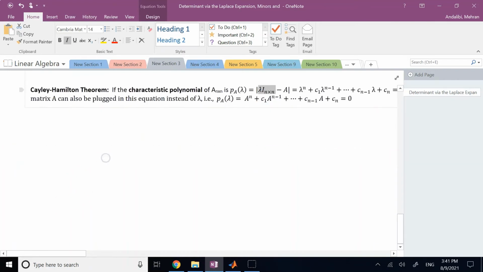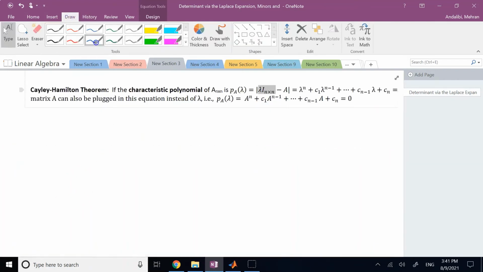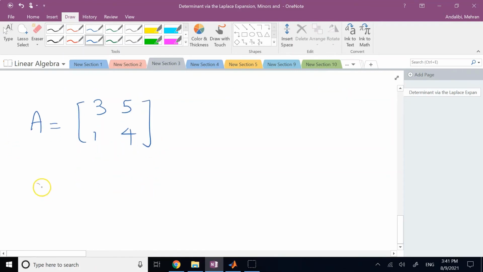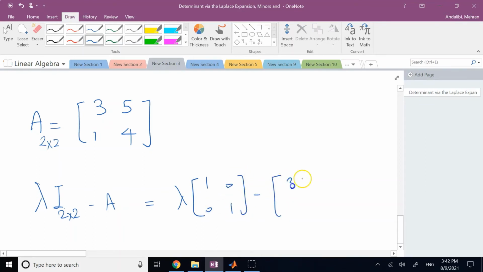0. So for example, if I have a 2 by 2 matrix, let's say A is equal to [3, 5; 1, 4], right? What is the characteristic polynomial? So you need to first form the matrix lambda I, and I is the same dimension as A. So if this is 2 by 2, that is going to be a 2 by 2, minus A. So it's going to be what? It's going to be lambda times [1, 0; 0, 1] minus A, which is [3, 5; 1, 4].